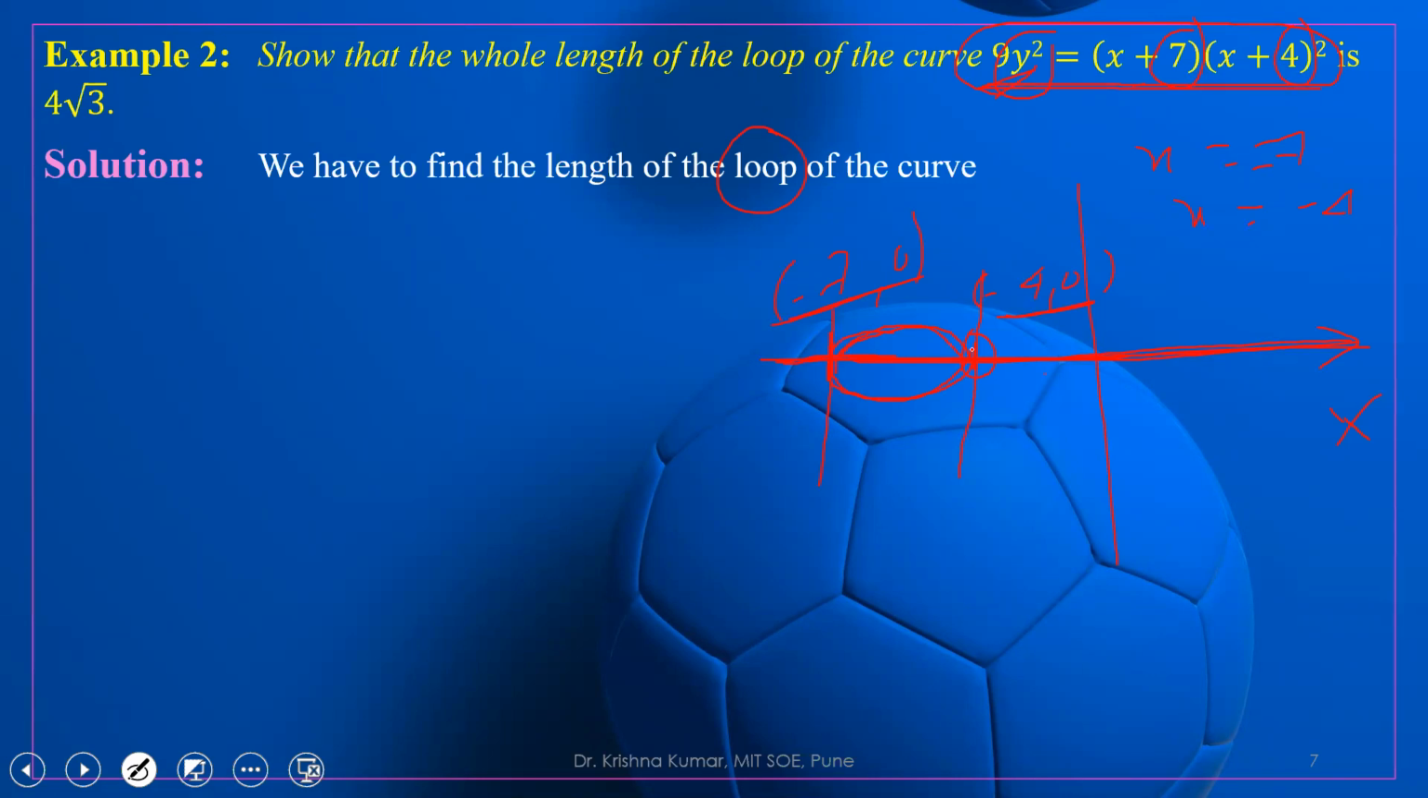If you see the highest power of y, it is y square, and the highest power of x, if you multiply this, it is x cube. So the coefficient of y is constant, and the coefficient of x cube is also constant. So there are no parallel asymptotes.